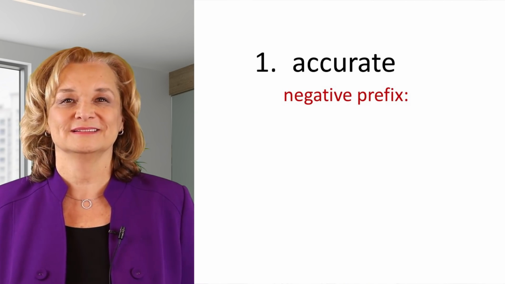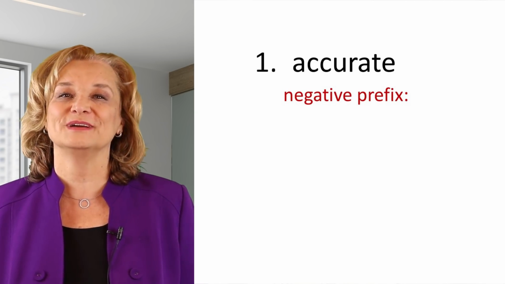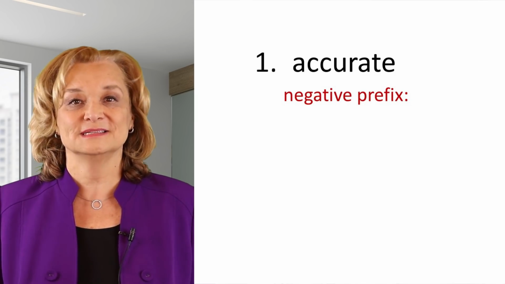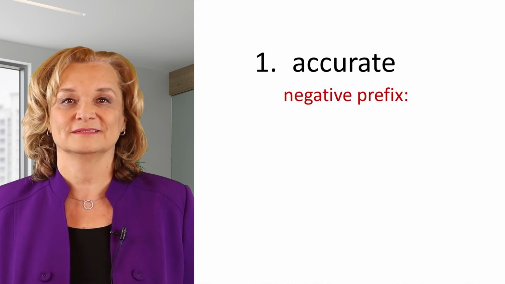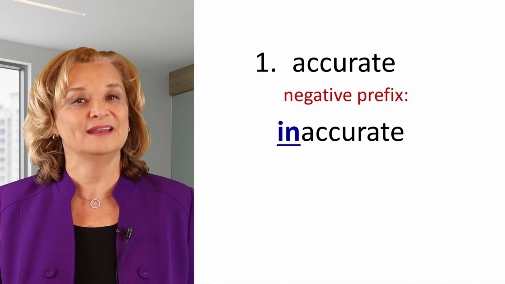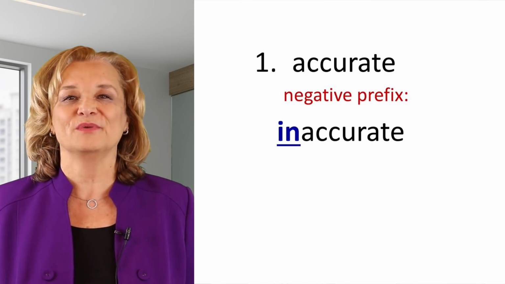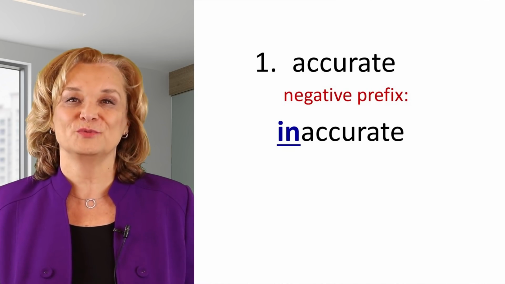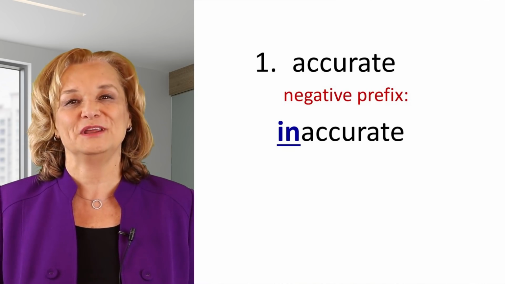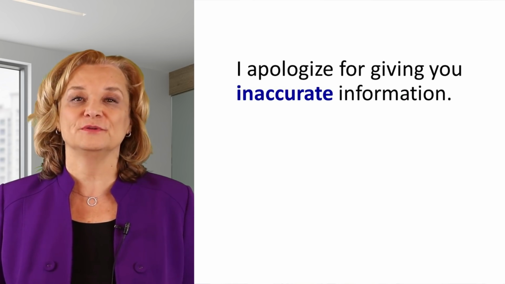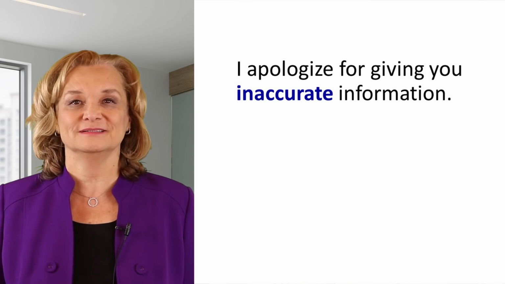Accurate. What is the correct prefix for accurate? To mean something is not accurate or something is not correct. Something is wrong. The correct answer is inaccurate. Inaccurate. Did you get that one right? And by the way, take notes and keep score. There are 20 questions. Let's see how many you get right. Repeat after me. I apologize for giving you inaccurate information.